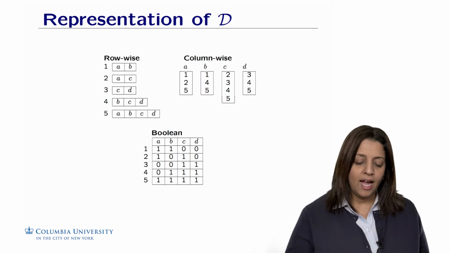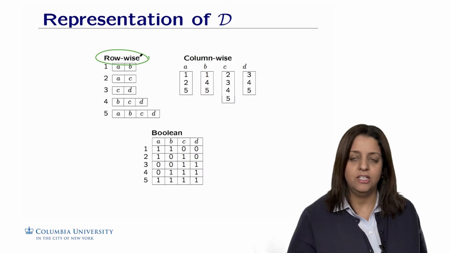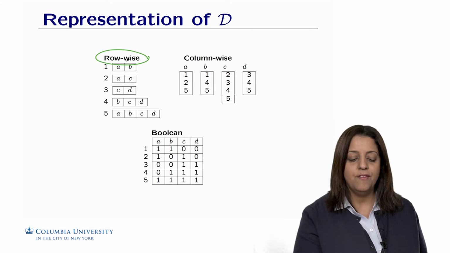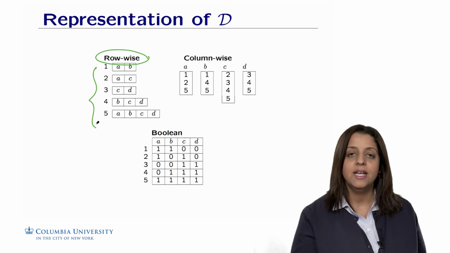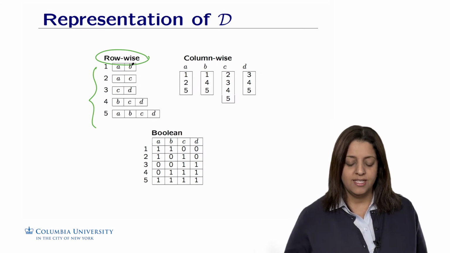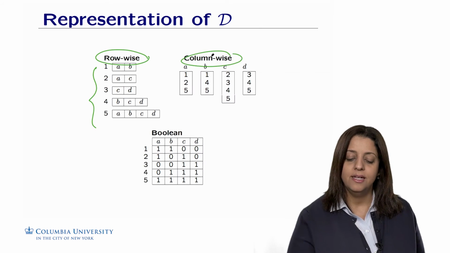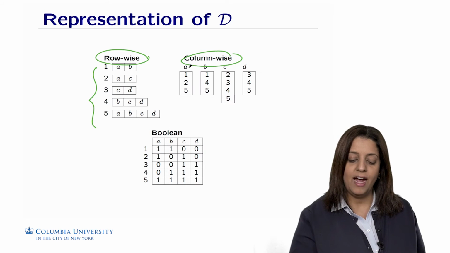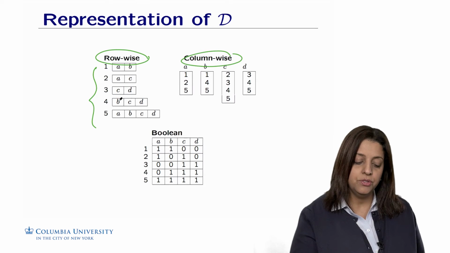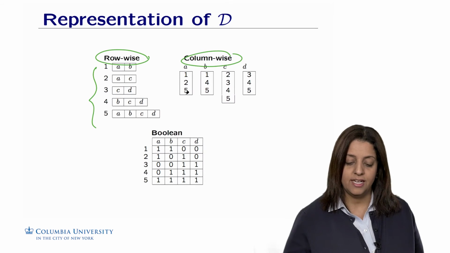So there are methods that adopt a row-wise representation in which, just like in other machine learning algorithms, the rows represent the examples, and each row has all the items that belong to the transaction. Another is a column-wise representation in which, for each item, we have the set of transactions in which it appears. Item A appears in the 1st, 2nd, and 5th transaction.